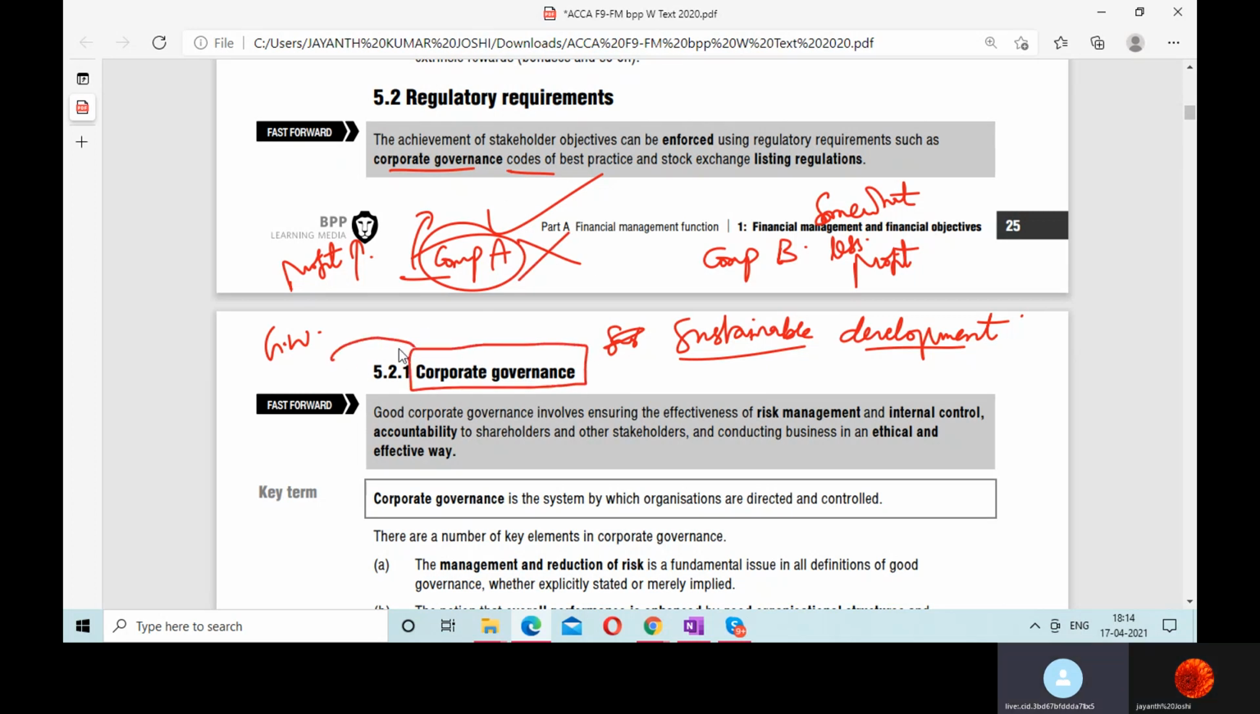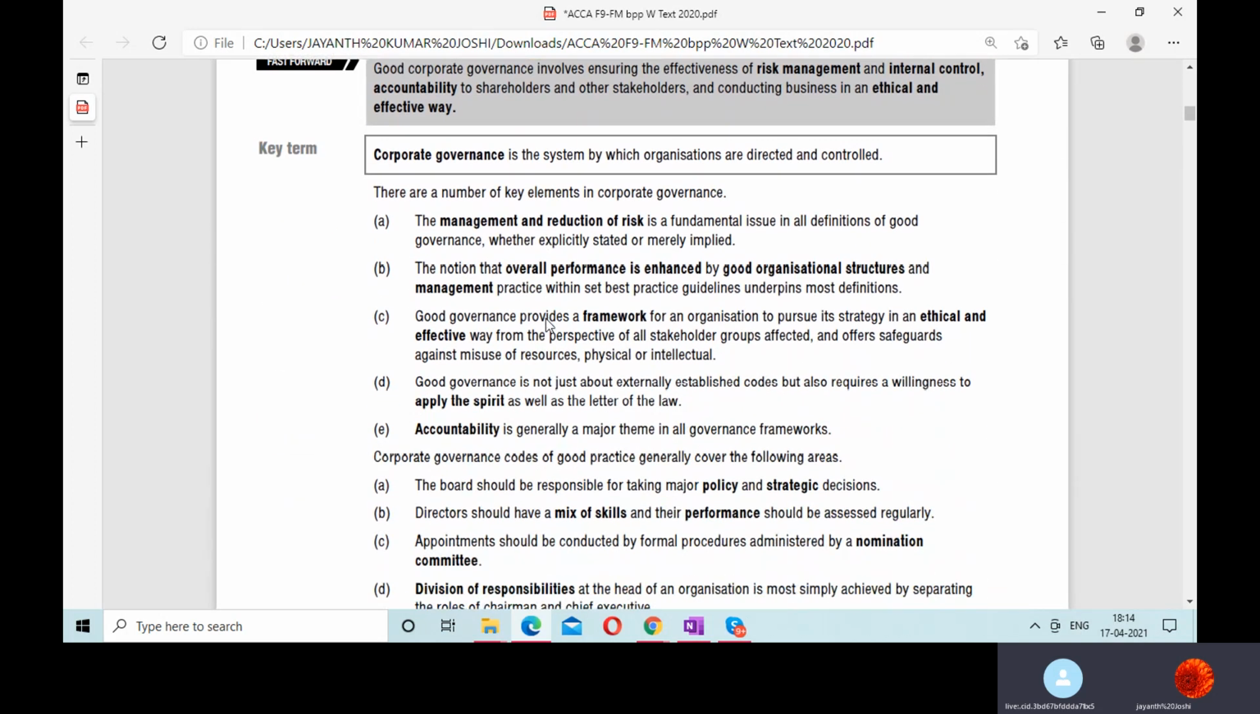Corporate governance. See, government governs its citizens with laws, rules, and regulations. In the same way, the corporate sector has to be governed, and it can be governed because of these corporate governance codes. What do you think? What comes in this? All the compliances.